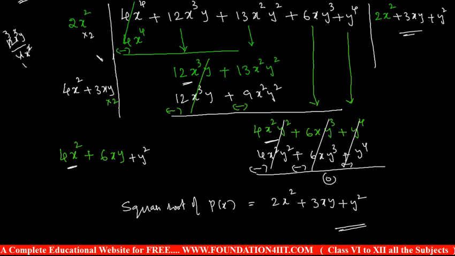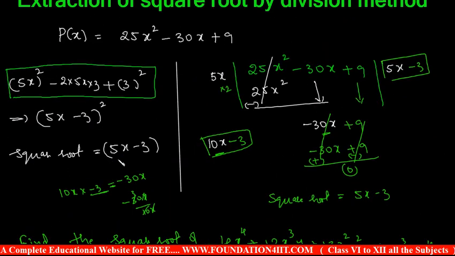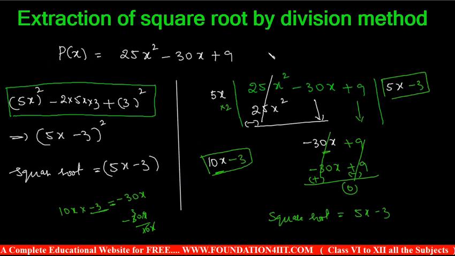So this is the method. The main thing is that you should double the terms. Doubling again, the previous one stays as it is, and the next one you should double and write. This is the concept you can remember. So this is the extraction of square root by the division method. Not only this, we have one more method for finding the square root, the method of indeterminate coefficients. Let us see that method also now.